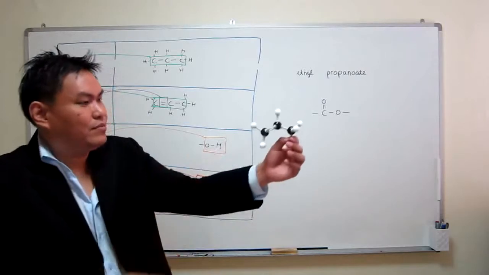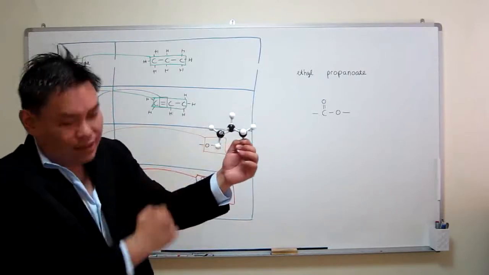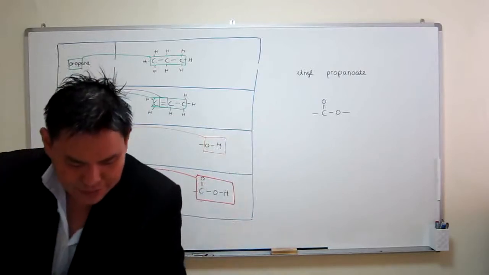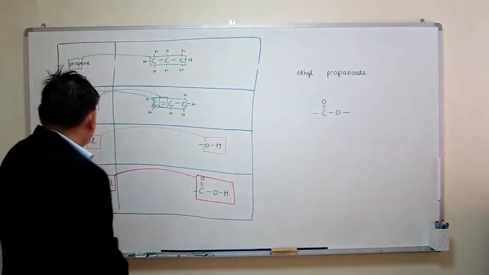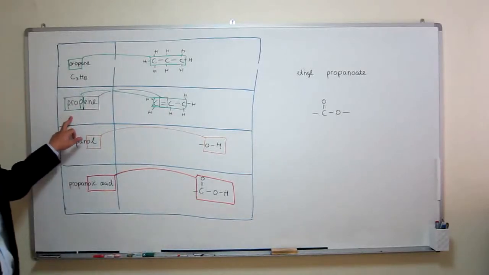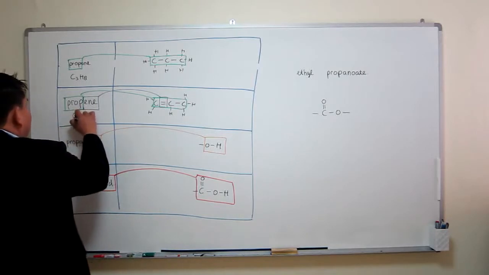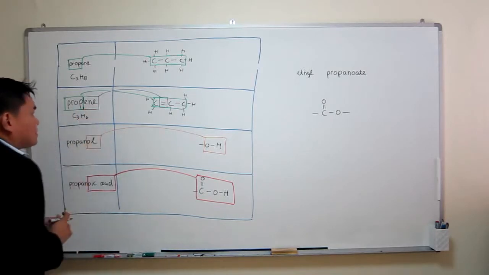Yes, so this is a model. You have double bond and 3 carbon like this. Good. And of course, the molecular formula for propene is C3H6.